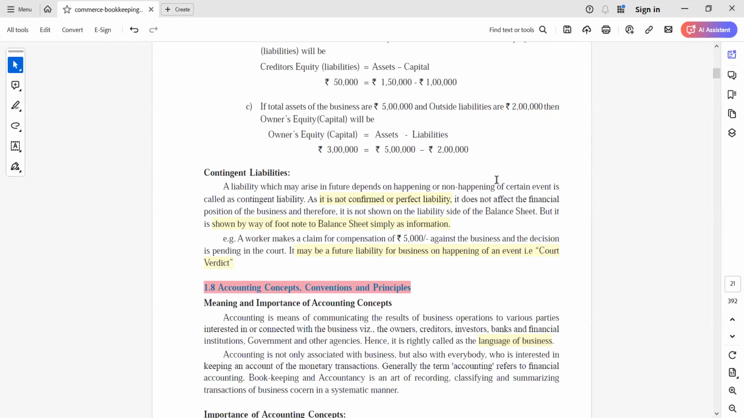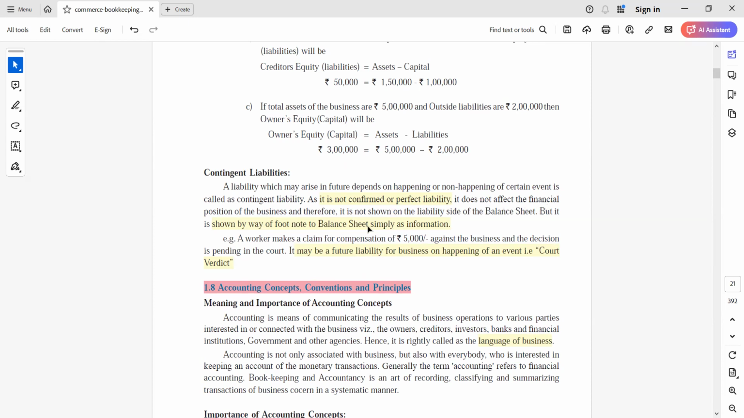Now contingent liability: a liability that may arise in the future, depends on the happening or non-happening of a certain event, is called a contingent liability. That means you are not sure about it. Say a court case is ongoing, it is contingent, you are not sure whether the result will be favorable or unfavorable. Maybe an insurance claim, or something filed against a company, you are not sure whether it will go in your favor or against. In that case it is called a contingent liability.